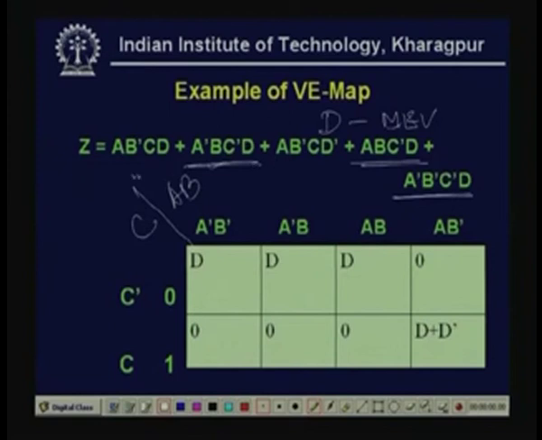Now see A B dash C dash, the first term, A B dash C D and A B dash C D dash. So these two terms exist. For the A B dash C term, it is true whether it is D or D complement. So that means for A B dash C, the term will be D plus D dash. So in this way we can summarize our map.